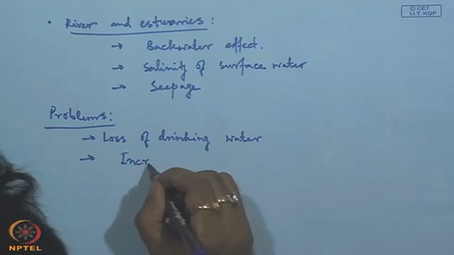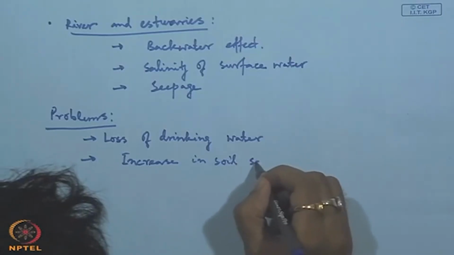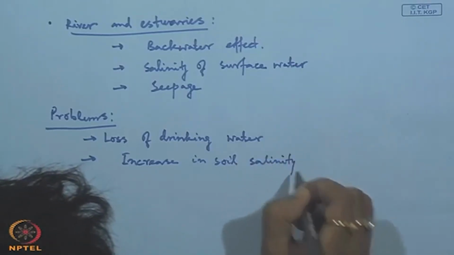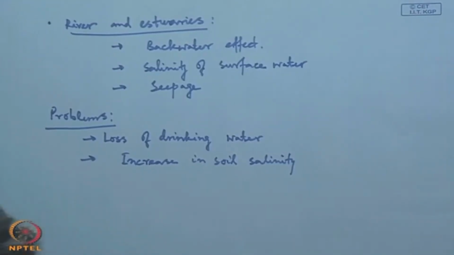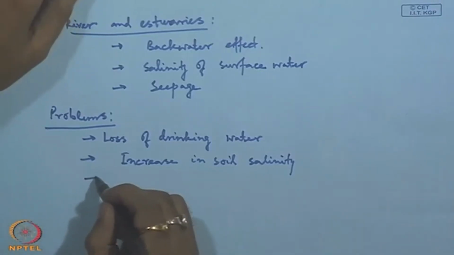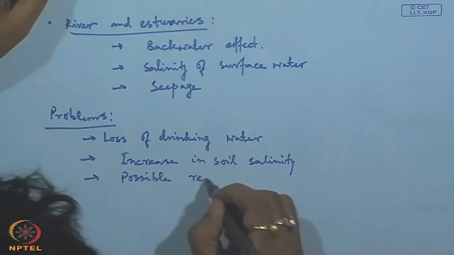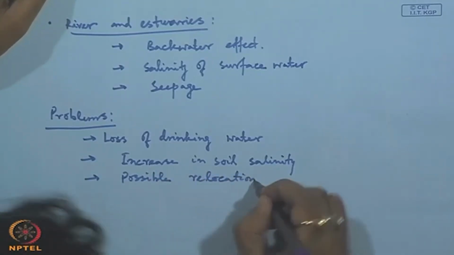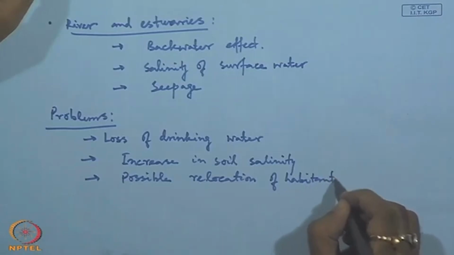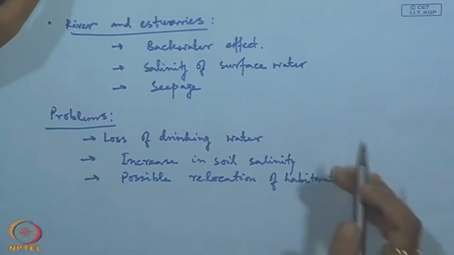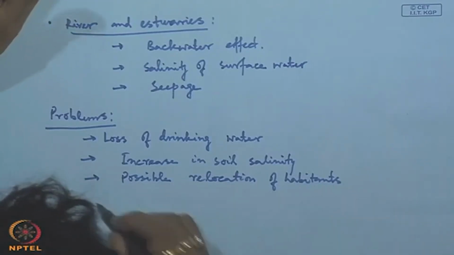Next is increase in soil salinity. Due to increase in soil salinity, there may be problem related to agriculture. Third one is possible relocation of habitants, possible relocation of habitants. This is another important point.